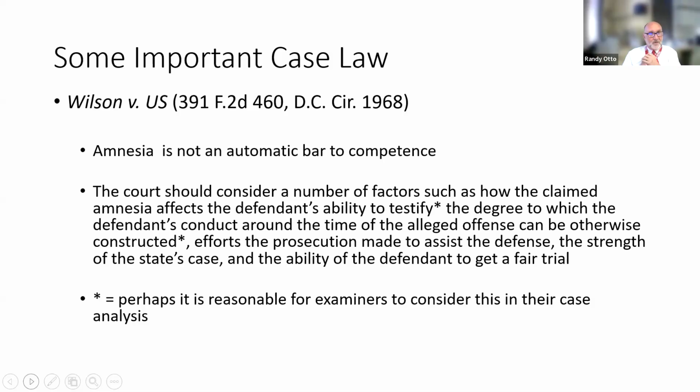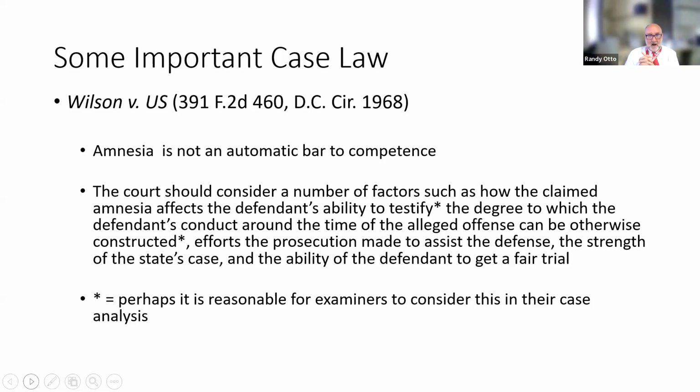Let's say, for example, the person made the mistake of trying to rob a convenience store with multiple video cameras that also had sound. The response could be, well, it's going to be really easy to recount your behavior at least during the alleged offense, maybe not before, maybe not after, but during the alleged offense, based on witnesses and the video and the audio recordings, etc. And then some other things: efforts the prosecution made to assist the defense, the strength of the state's case overall, and the ability of the defendant to get a fair trial, which seems to be ultimately the issue.